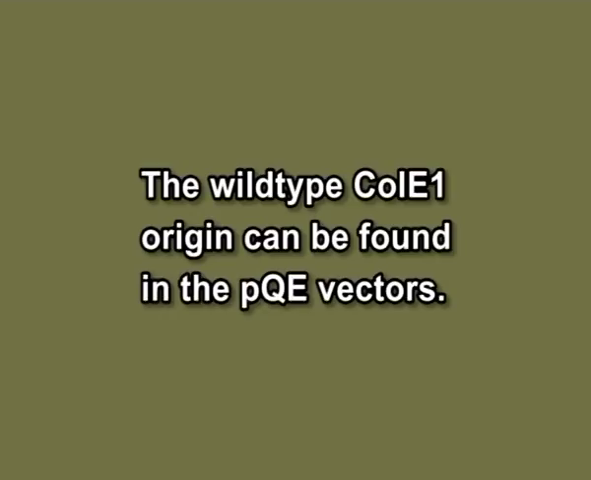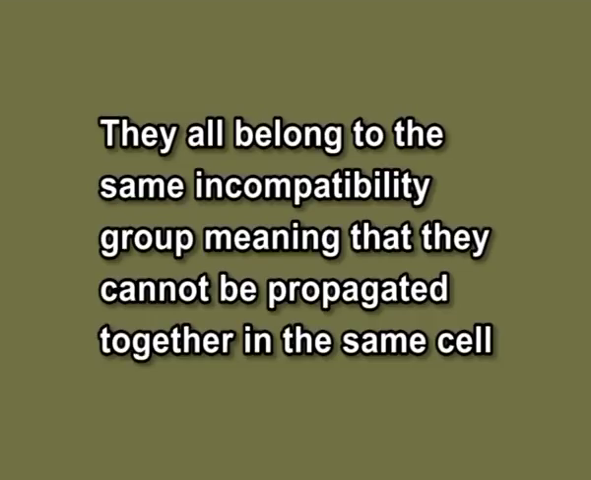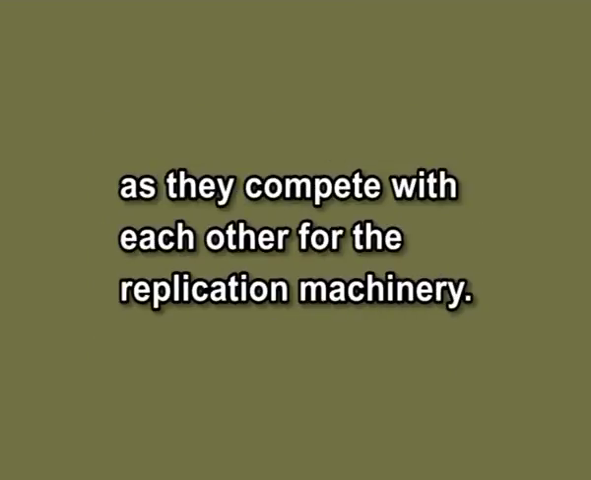Commonly used vectors such as the pET series possess the pMB1 origin, while a mutated version of the pMB1 origin is present in the pUC series. The wild type ColE1 origin can be found in the pQE vectors. They all belong to the same incompatibility group, meaning that they cannot be propagated together in the same cell, as they compete with each other for the replication machinery.